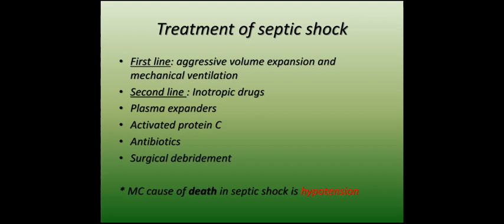Coming to treatment of septic shock, first line is aggressive volume expansion and mechanical ventilation. Second line is inotropic drugs. Plasma expanders can be given. Activated protein C can also be given. Antibiotics and surgical debridement are a must to control the infection. And the most common cause of death in septic shock is hypotension. This is an important MCQ. The most common cause of death in septic shock is hypotension.